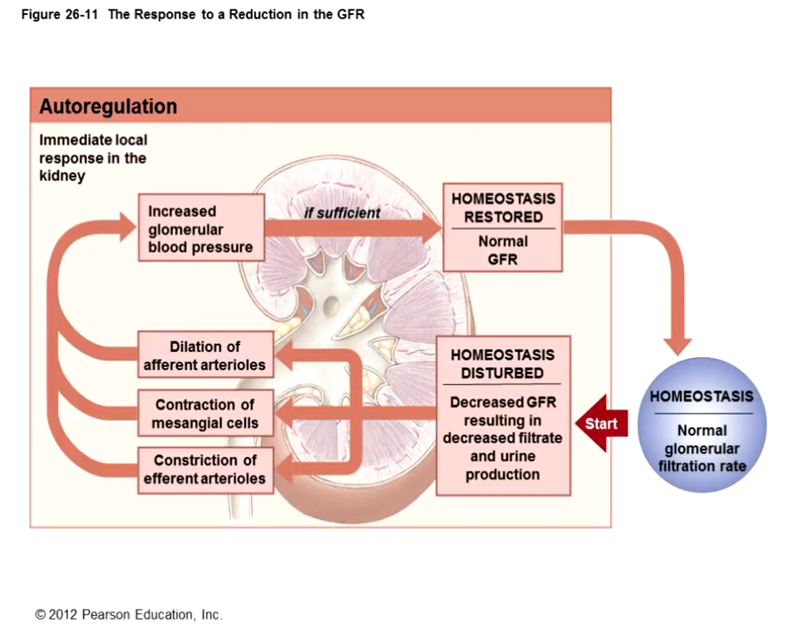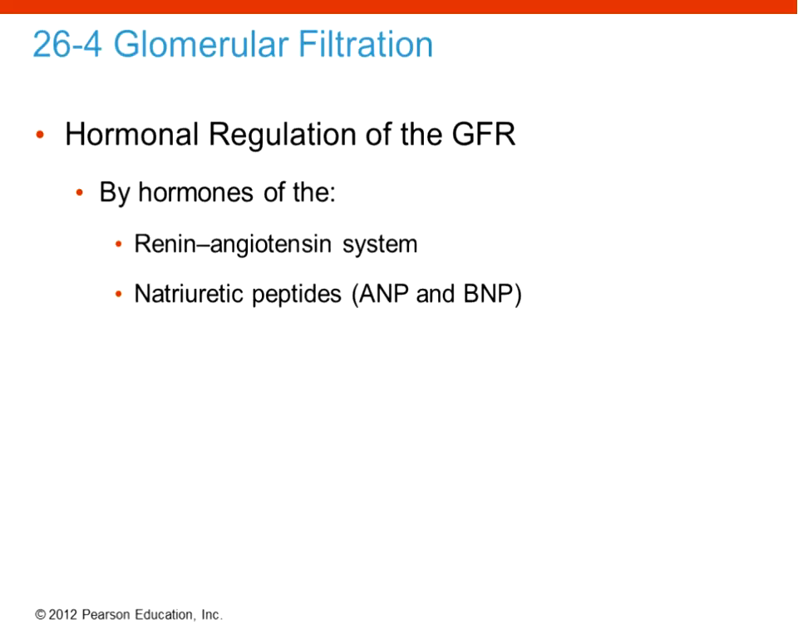Homeostasis is normal GFR. Let's say GFR starts to go down, right? Because maybe your blood pressure is going down, and so decreased GFR is going to result in decreased filtration, decreased urine production. If you're losing that, obviously you're losing the ability to keep your body in homeostasis. So, in response to that, dilate those afferent arterioles, right? Constrict the efferent arterioles, and you're going to get more blood into that glomerulus, increase glomerular pressure, and you're going to return back to normal GFR. Okay? So that's a good example of autoregulation of maintaining GFR.